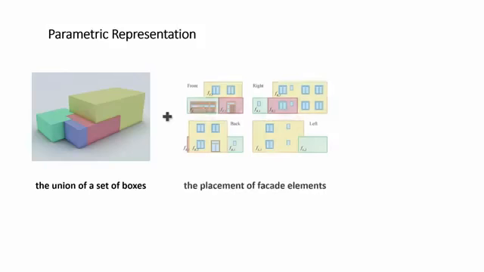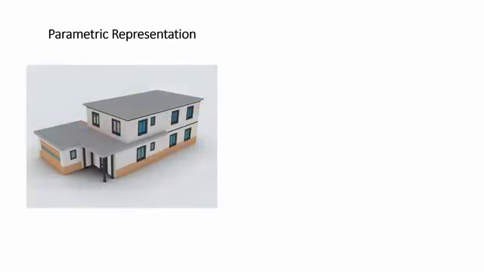We present a building as a union of a set of boxes and the placement of facade elements and roof information. The problem of this representation is that each building has a different number of parameters. Our attribute-based building representation overcomes this problem. Each building is described by a fixed set of attributes classified into three categories.